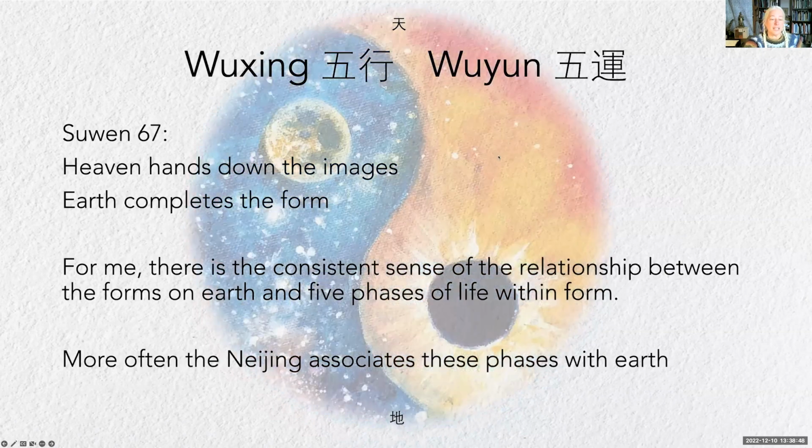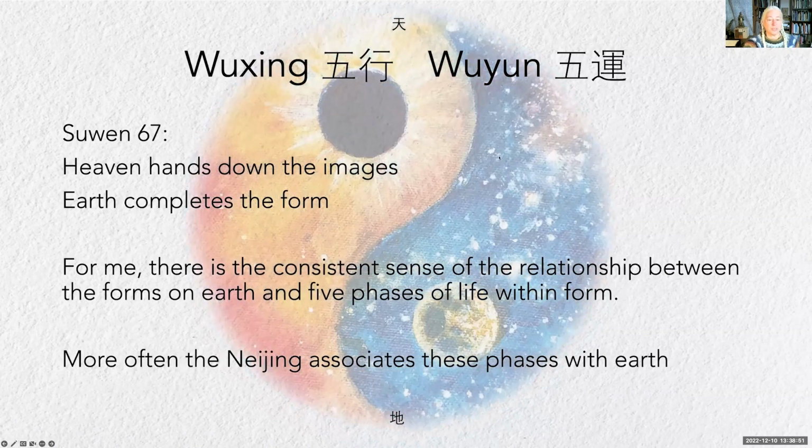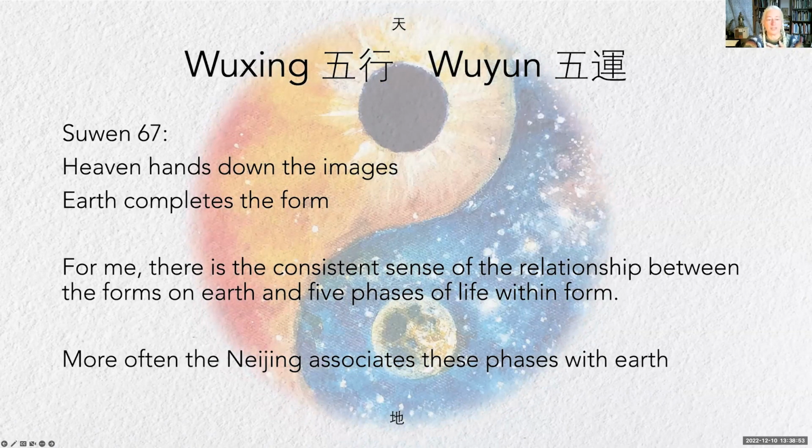But it also says that heaven hands down the images and earth completes the form. And for me, there's a consistent sense of the relationship between the forms on earth and the 5 phases of life within that form. And more often, the Neijing associates these phases with earth. And we'll see that as we go along. And my suggestion is to associate the wuxing with earth. And you'll see why as we go along, and why this gets to be quite practical as well.